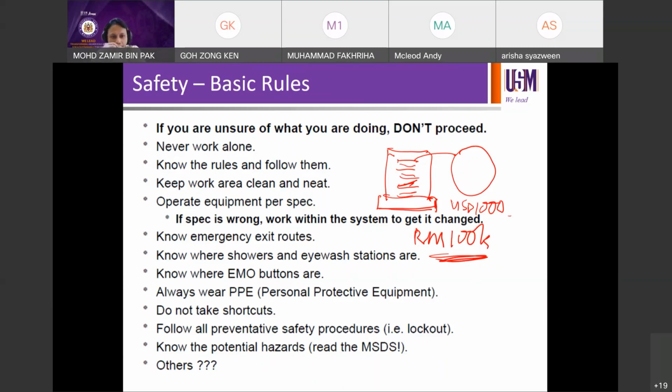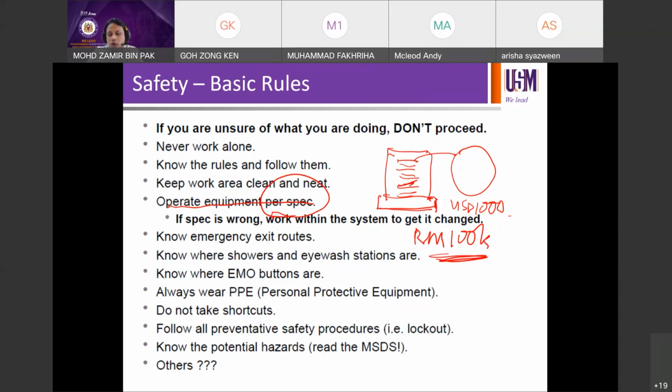Okay, operate equipment per spec. Operate process pun sama juga, per spec. Per spec means according to the spec, according to the procedure that you're supposed to do. If the spec is wrong, work within the system to get it changed.